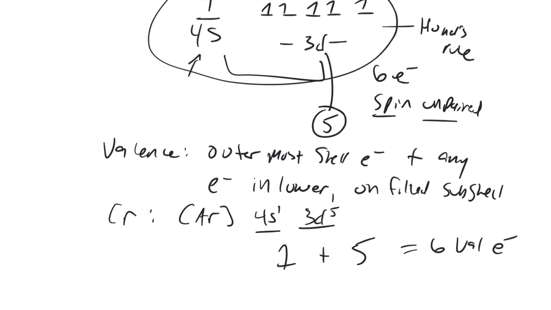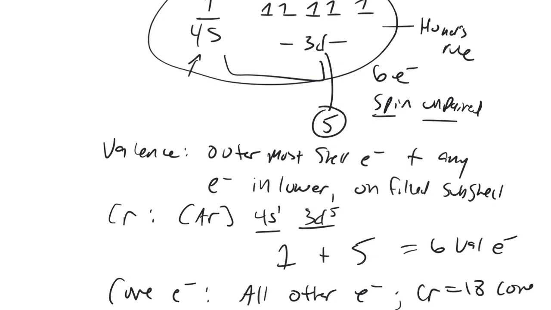And then all the other electrons are going to be core electrons. So all the electrons that aren't valence electrons are the core electrons. For chromium, that's 18 core electrons, so it'd have that argon core. The 18 electrons in the argon configuration would be the core of the chromium atom. Core just means the innermost, the inner electrons, and valence means the outermost. So 6 valence electrons for chromium, 18 core.